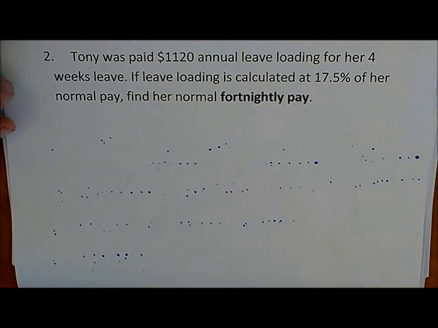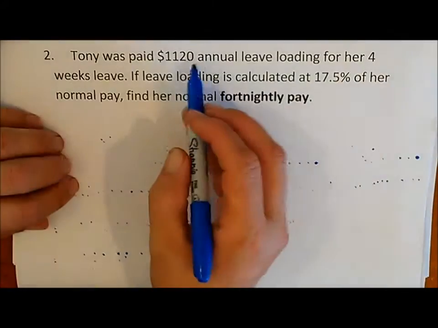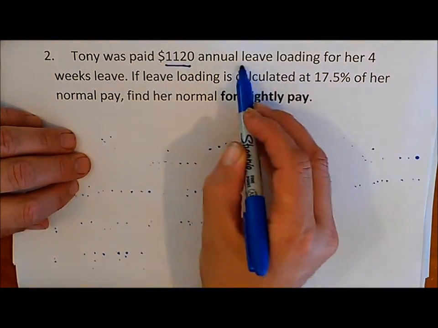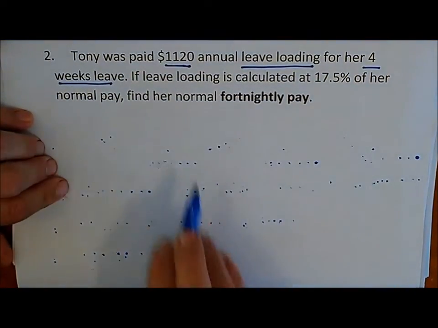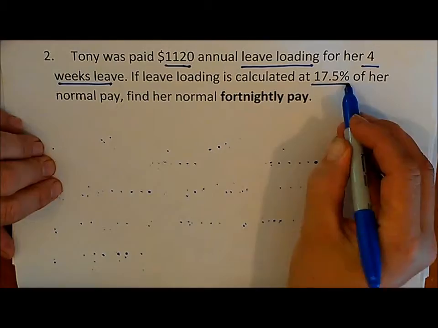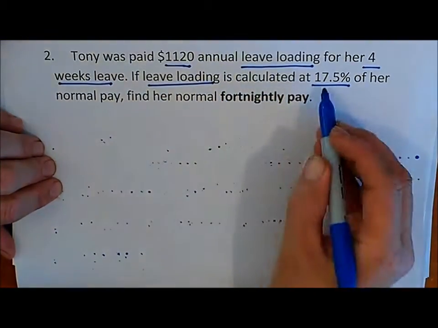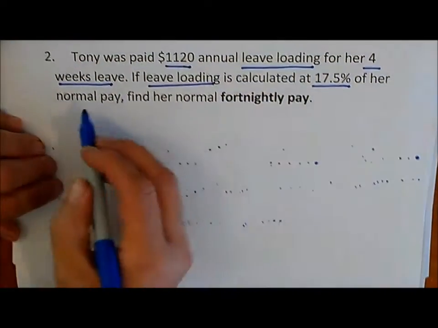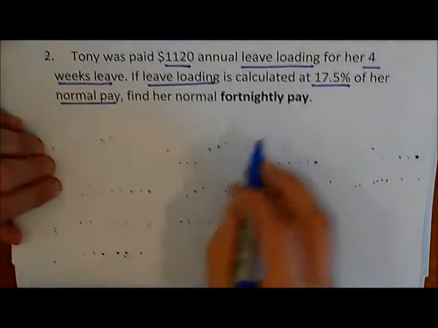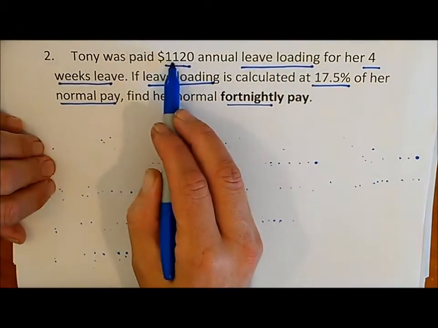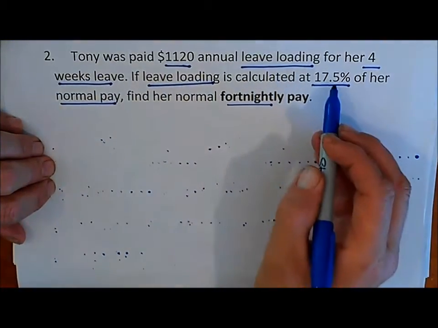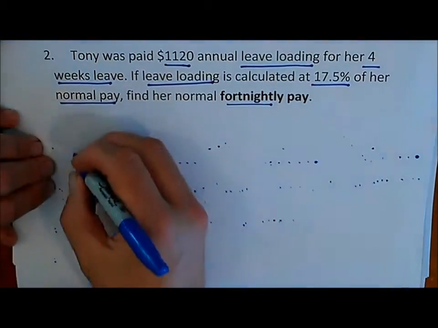Second question turned out to be a little bit harder for a lot of people. It says Tony was paid $1,120 in leave loading for 4 weeks leave. If leave loading is calculated at 17.5%, so leave loading is 17.5% of her normal pay, find her fortnightly pay. A couple of important things here. Firstly, this is the leave loading. 1,120 is the leave loading, which means that is 17.5%.